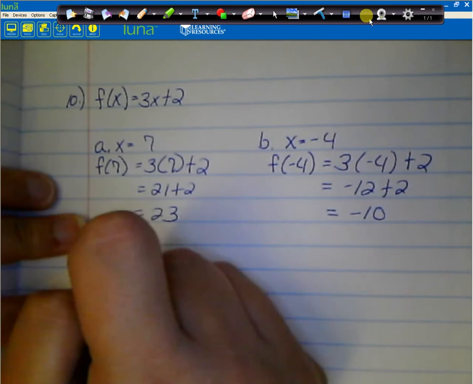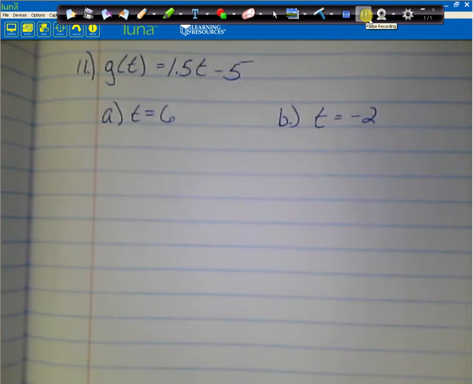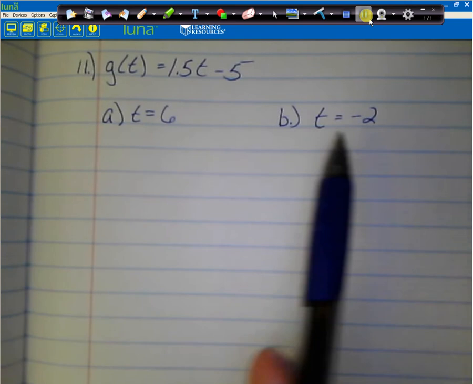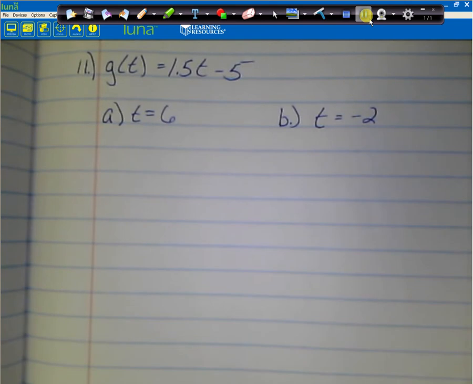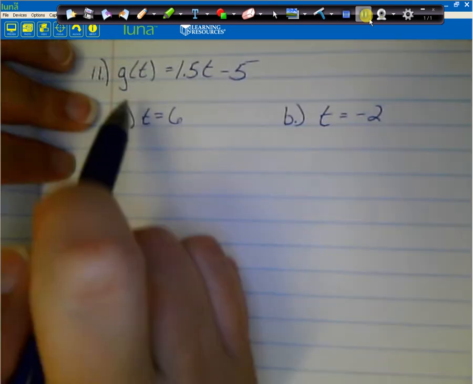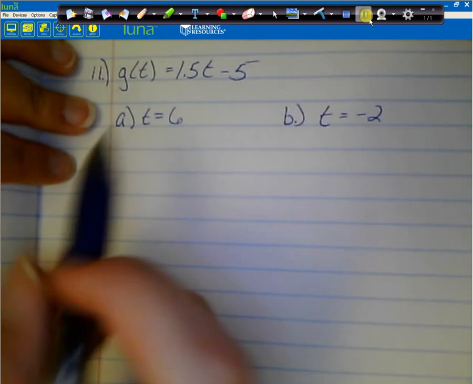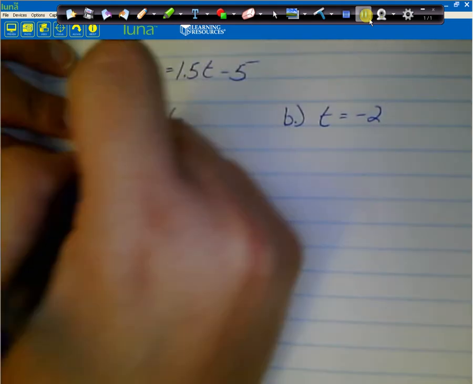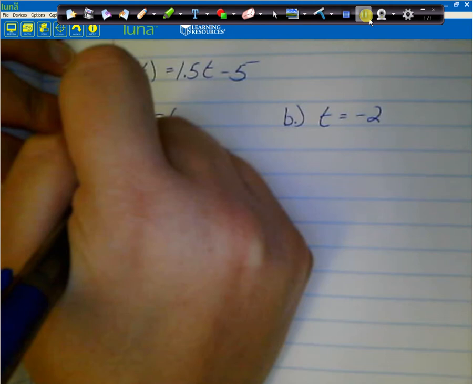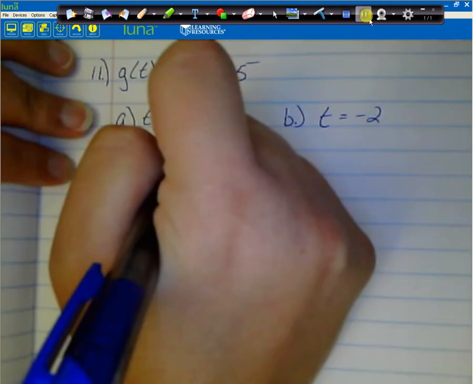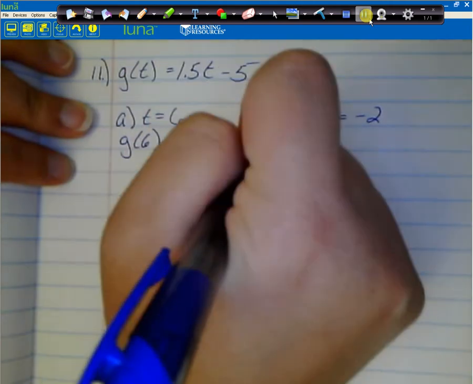Alright, go ahead and write down number 11, and it's going to say evaluate g of t equals 1.5t minus 5 for the given input values. And for A, our input value is 6, and for B, our input value is negative 2. So again, at first, when t equals 6, everywhere I see a t, I'm going to plug in a 6. So g of 6 equals 1.5 times 6 minus 5.